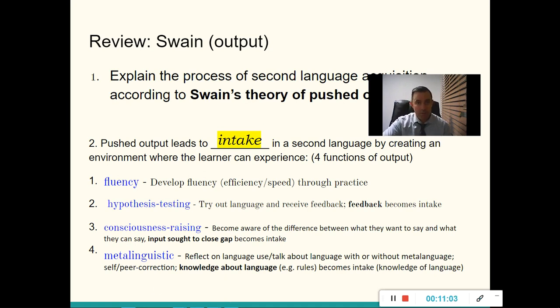Peer correction, yes and no. You know, you can kind of reflect based on what your peer tells you about what you said, but I always find that when you guide someone to notice their own error, that's much more reflective, and that's much more meaningful. In any case, all these reflective processes lead to the knowledge about language that becomes intake. Okay, and this is why Swain says we have 4 functions, right?